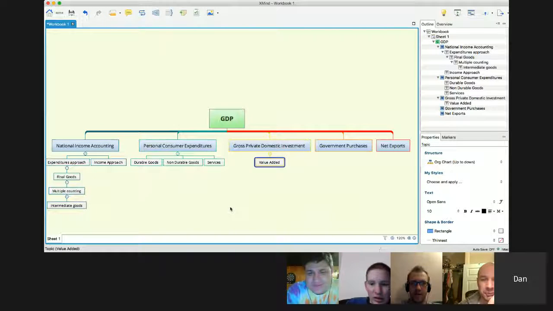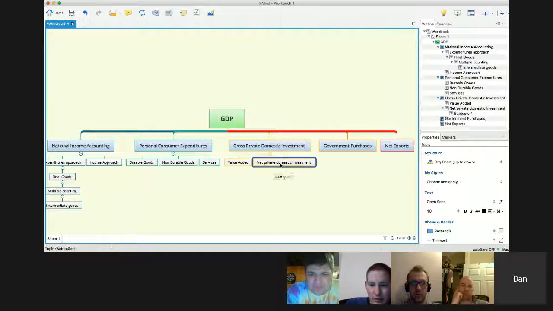Okay, we did expenditures, income. Net private domestic investment should be under gross private domestic investment, correct? Yeah. Under that should be consumption of fixed capital. That makes sense, because that's the depreciation of the factories and all the equipment and everything that goes into it. And wouldn't under that need to go net domestic product? Yes.